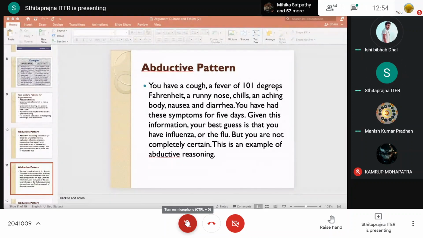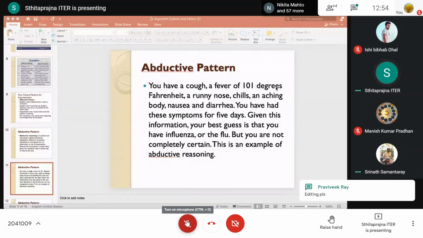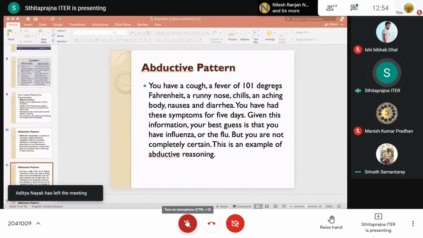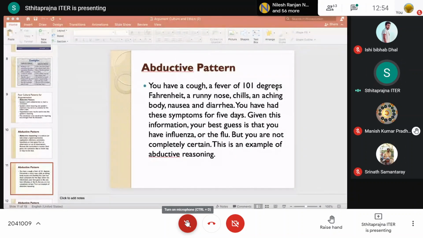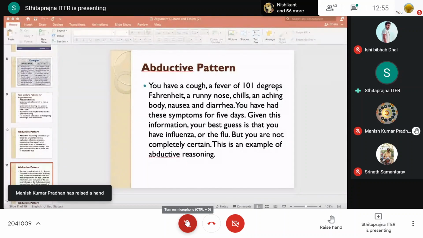Yes, ma'am. And portraits or landscape? Oh, anything which you can share on the screen. Okay, ma'am. Yes, Pravik, editing is possible, but don't lift it. Yes, Kamrup, you had some questions. Manish, I'll come to you next.